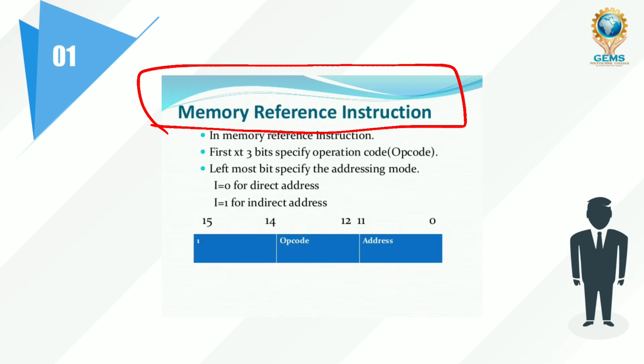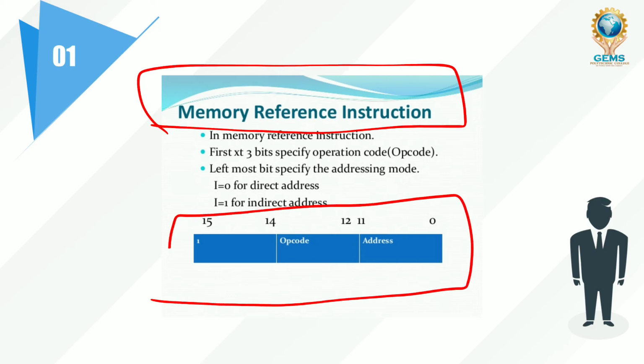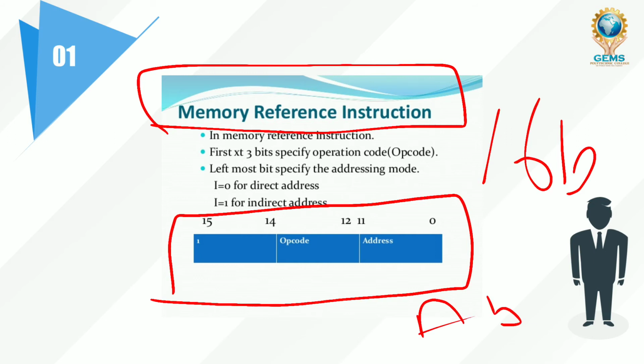What is the memory reference instruction? In a memory reference instruction, the first 3 bits specify the operation code. Look here. This is a memory reference instruction register. Totally the size of the register is 16 bits. This 16 bits is classified into three types. First one is the address bits, 0 to 11. These all are address bits. 0 to 11 will store only the address of the particular operand.